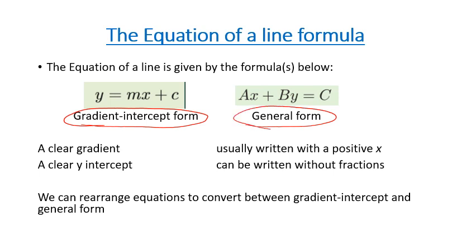All right. So the gradient intercept form, some benefits are that it has a clear gradient. You can definitely see the gradient. It's obvious because m is our gradient value, and it has a clear y-intercept because our c is our y-intercept. With our general form, it's usually written with a positive x, so we're looking at positive gradients, and it can be written without fractions. So if you're not keen on fractions, the general form would probably be more suited to you. However, like I said, we can actually rearrange both equations to be different forms.